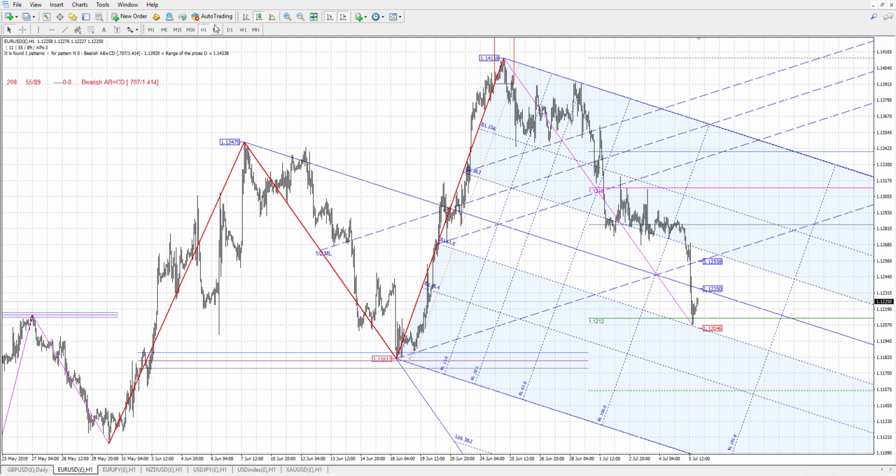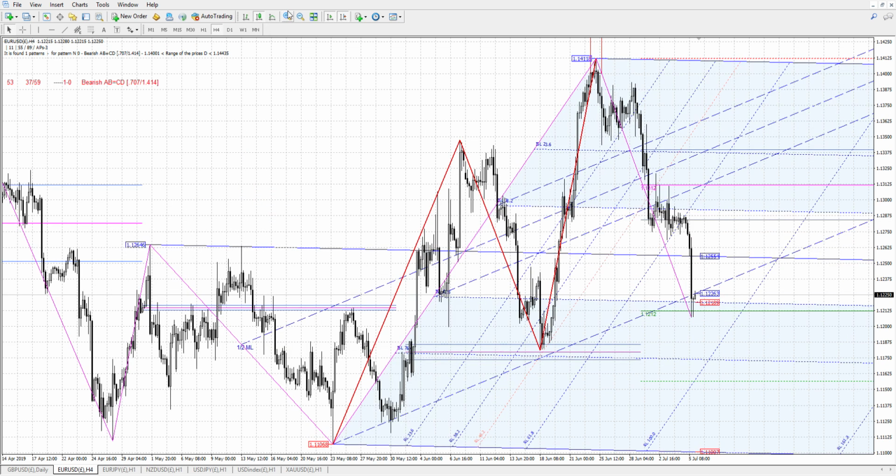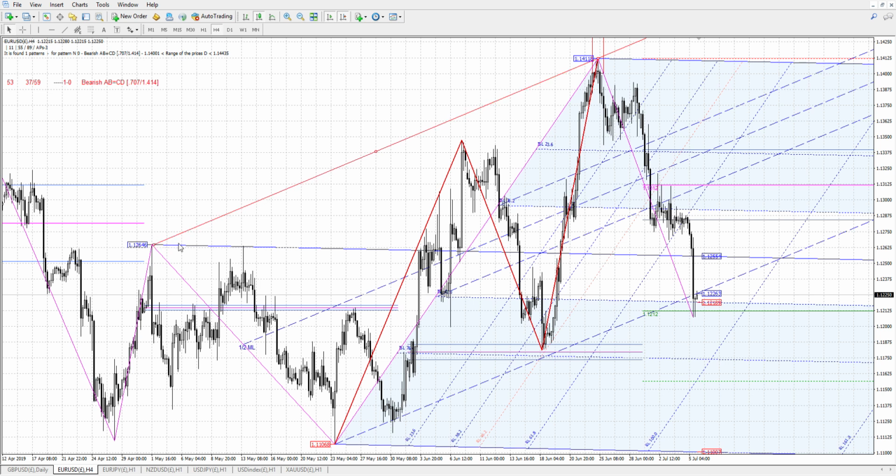Go to the 4 hourly. ABCD bearish. Zoom in. Just saying about the shift pitchfork. We're using the extremes, so it would have been that one. We can draw that here. So we've actually created a channel. There we go.